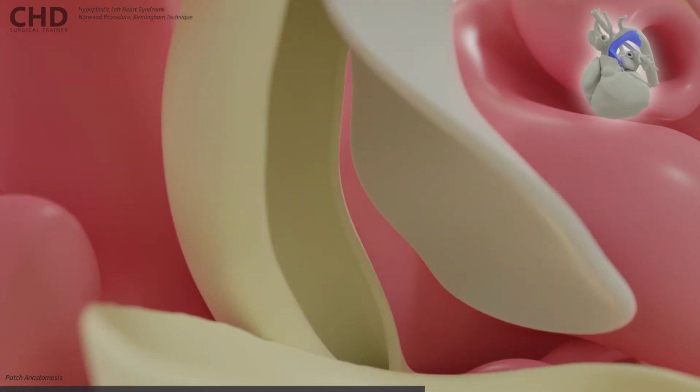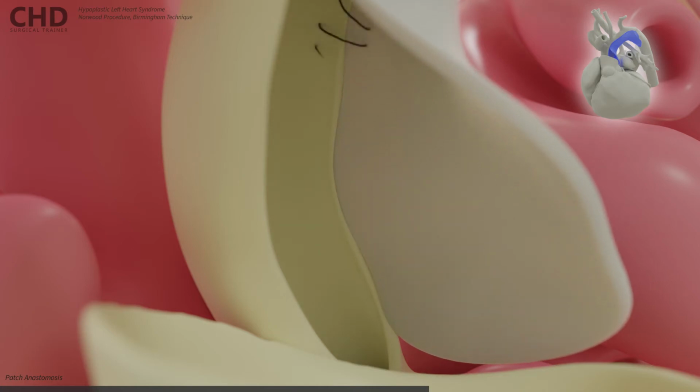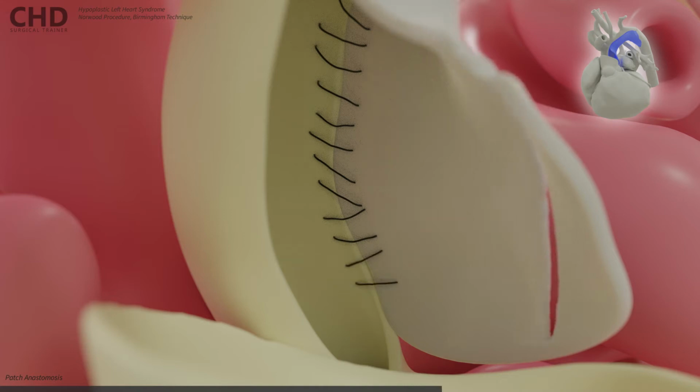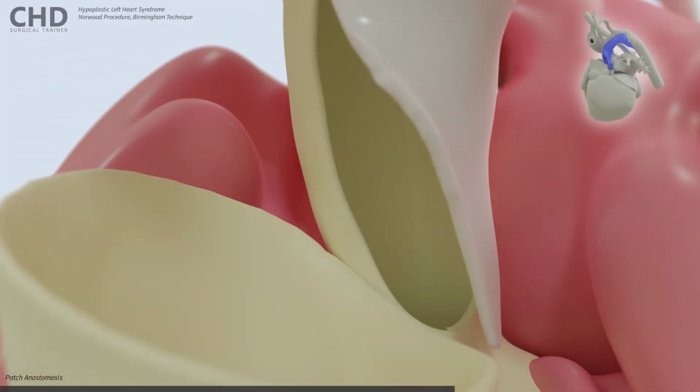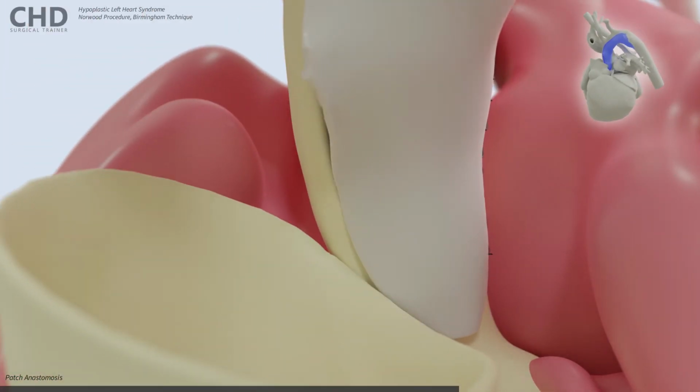Continue the suture from the inferior wall of the aortic arch to the proximal ascending aorta. Trim any excess on the patch. Continue the suture towards the apex at the proximal ascending aorta and back to the anterior wall of the aortic arch. The suture should continue until the site of expected pulmonary implantation.